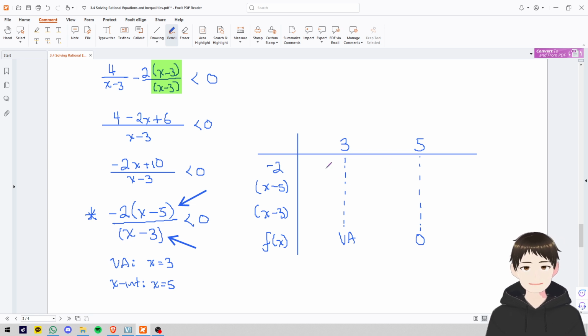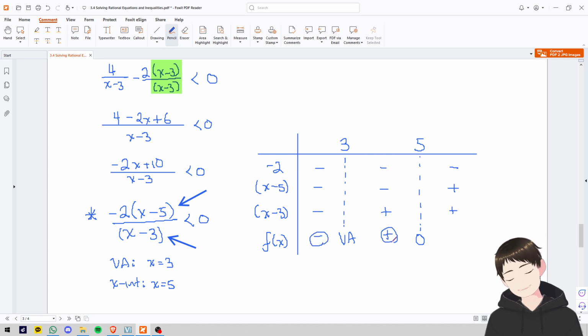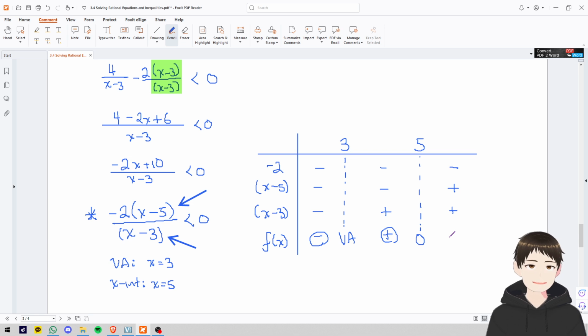Assuming everyone has a chart in front of them now, I am going to simply fill in the numbers. Negative 2, negative 2, negative 2, no matter what the x is. If the x is a big negative number, that's a negative, and that's a negative. Negative, positive, positive. Function will be negative. And sorry about that. And that's going to be a negative.